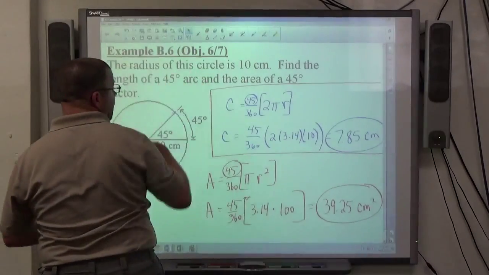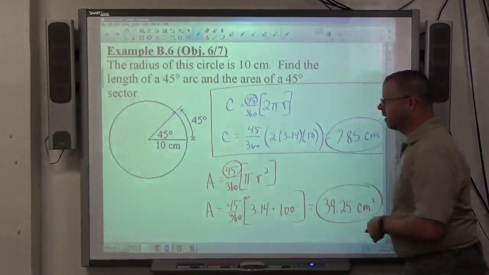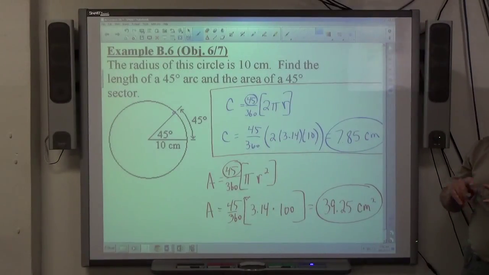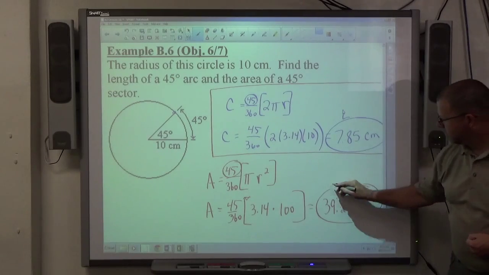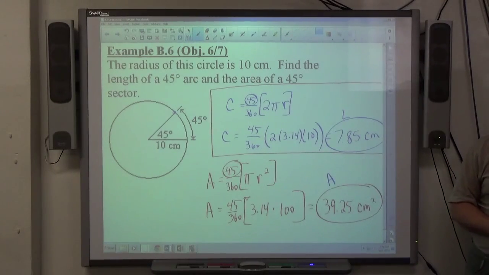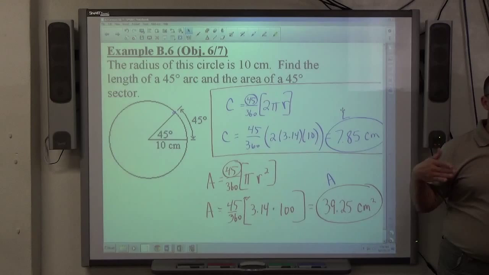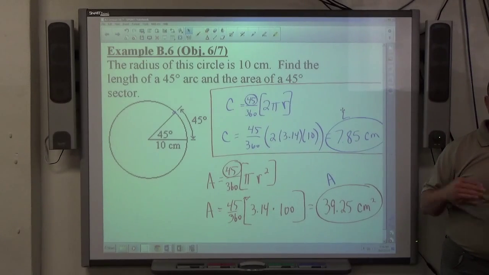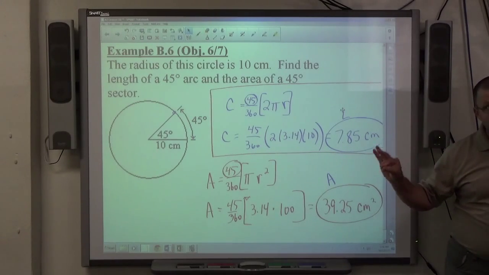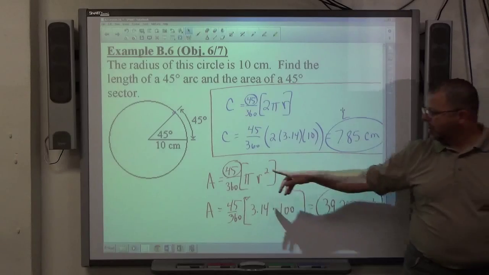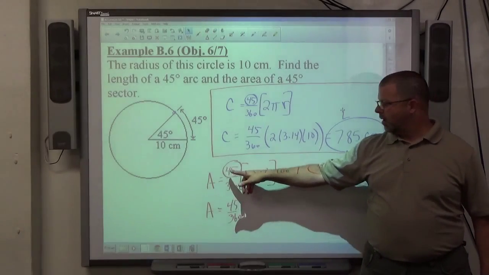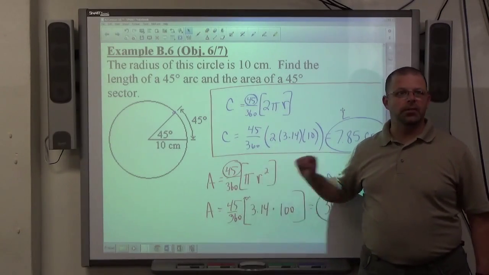All right, now notice I found two things, right? Arc length and area. L, A. L for length, A for area. Identify answers when there's more than one answer. Give me an identification of what they are so I know that you know what they are, that you're making a distinction between these two things. But again, arc length, sector area, it's the same as circumference and area. You simply have this extra fraction you have to deal with: what you have divided by 360 every single time.